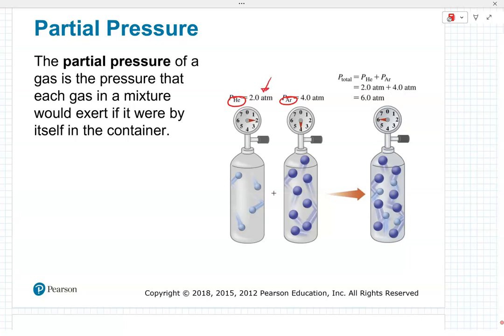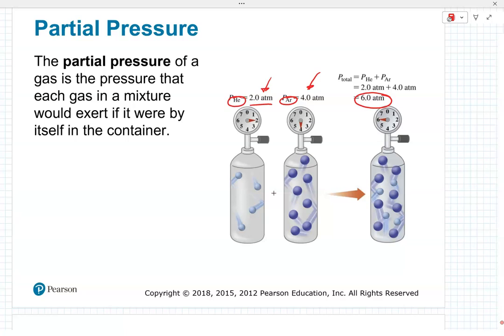Helium, if we take only helium atoms, it produces the pressure of 2 atmospheres. Does that make sense? Argon, if we only take argon, produces the pressure of 4 atmospheres. Together, they produce a pressure of 6 atmospheres.